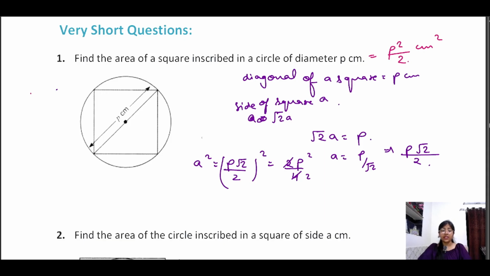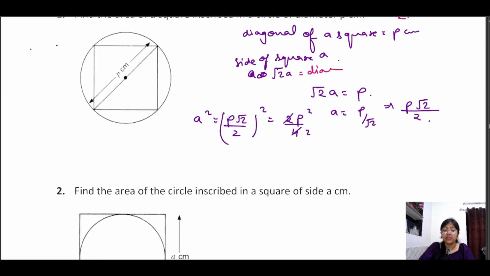See this, if you have any doubt, you can comment and ask. Okay, see all the steps. The diagonal of a square is equal to the diameter of the circle, that is p centimeter. We know if the side of the square is a, then the diagonal length is root 2a. It means root 2a is equal to p. So we got the value of a, that is p root 2 over 2. Okay, the area is the square of the side. So we did the squaring and got the area. How much is it? Yes, p square by 2 centimeter square.